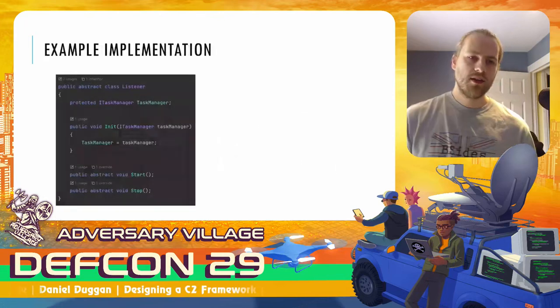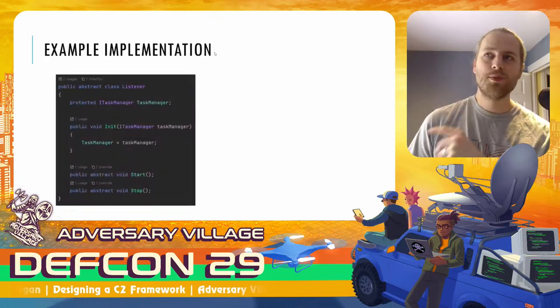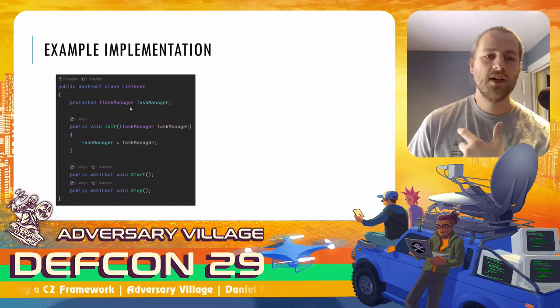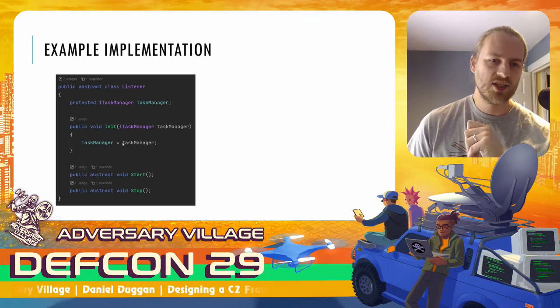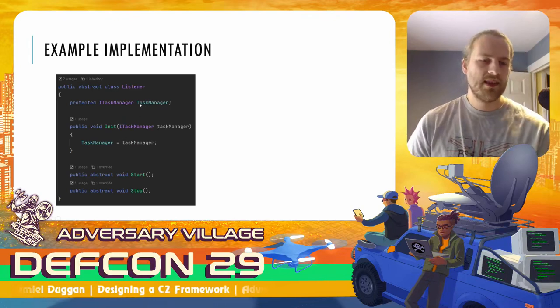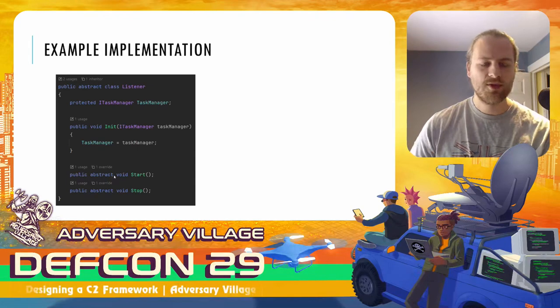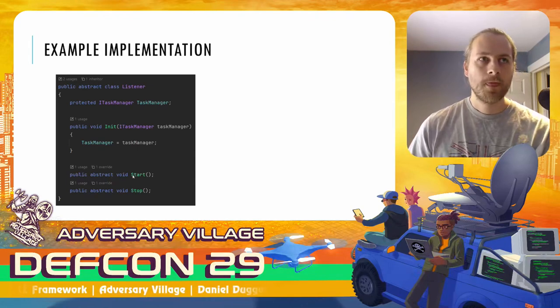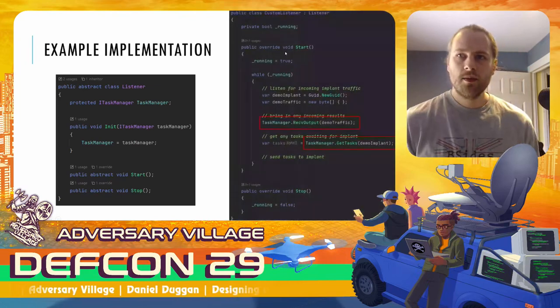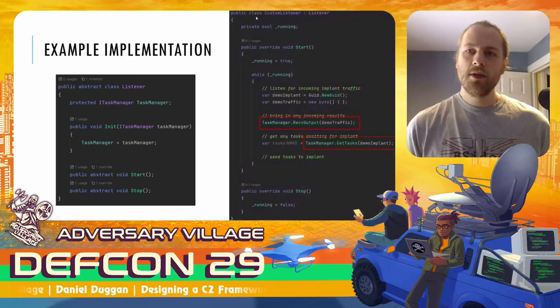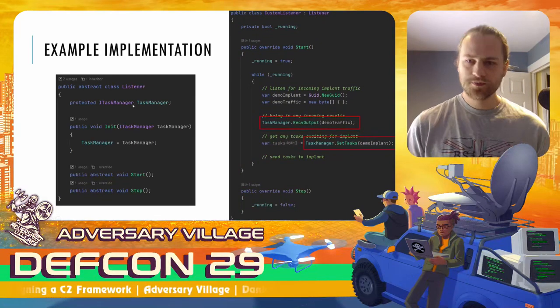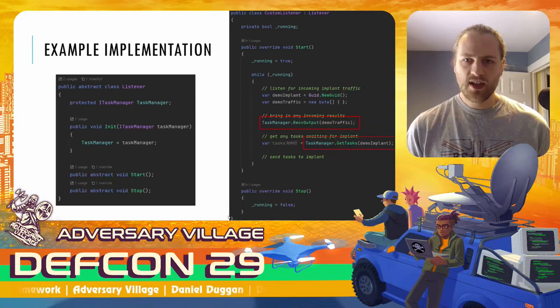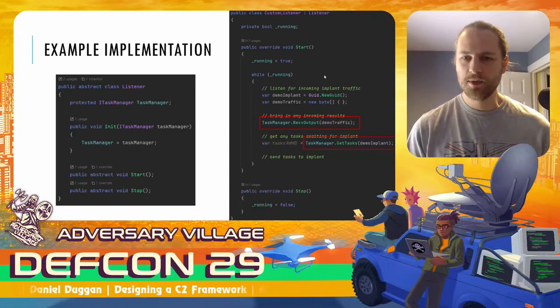So let's have a look at what that could look like in C#. This is my abstract class. You can see I've got the ITaskManager here, and this Init just brings in the task manager and assigns it to that field. And then it has two abstract methods, Start and Stop. When somebody implements their own custom listener, they inherit from this listener class. And this is the entire class here. It's obviously not very functional, it's just an example.